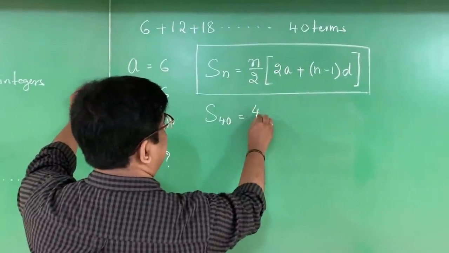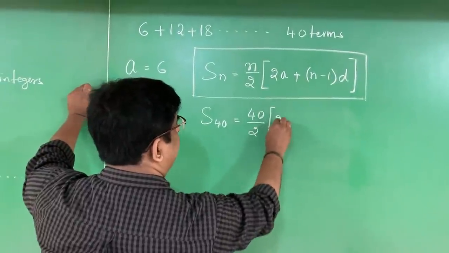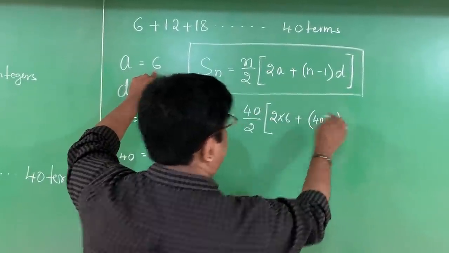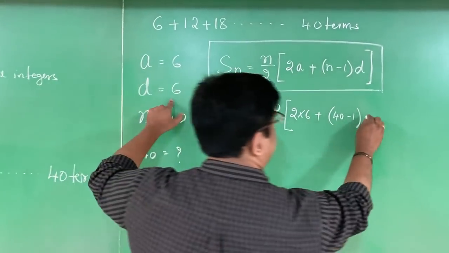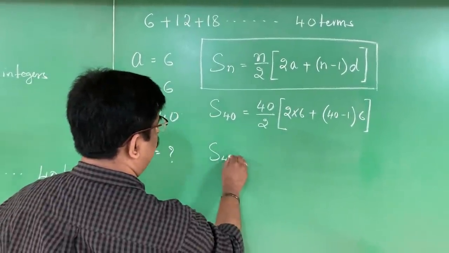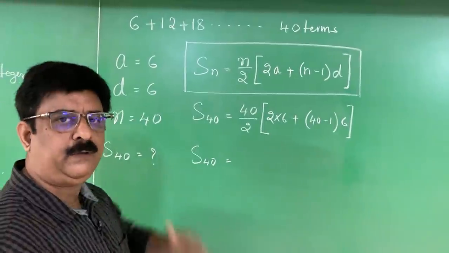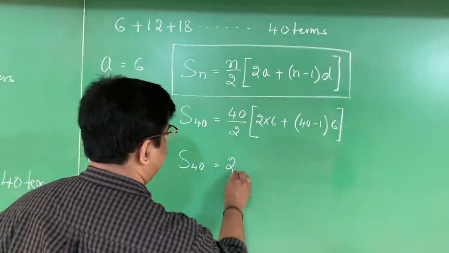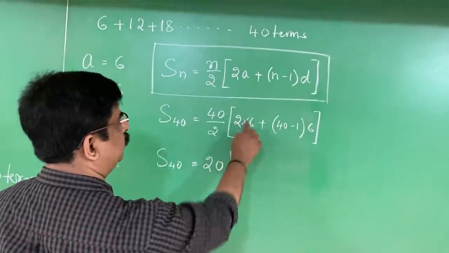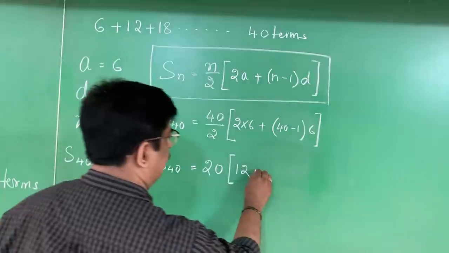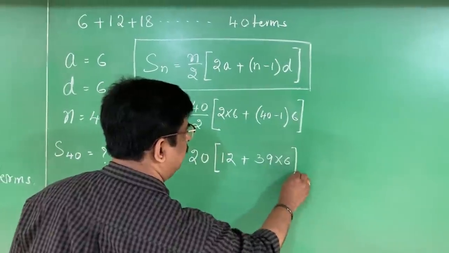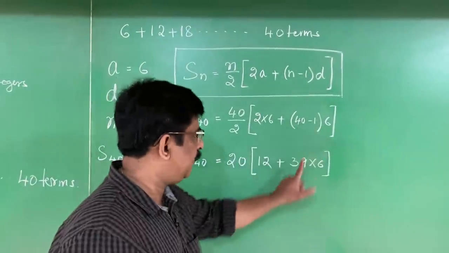N is equal to 40 by 2, into 2 into A, which means 6, plus N minus 1, which means 40 minus 1, into D, which is 6. This you have to simplify. 40 divided by 2, you get 20. 20 is half of 40. Into 2 into 6, it means 12. Plus 40 minus 1 is 39, into 6.